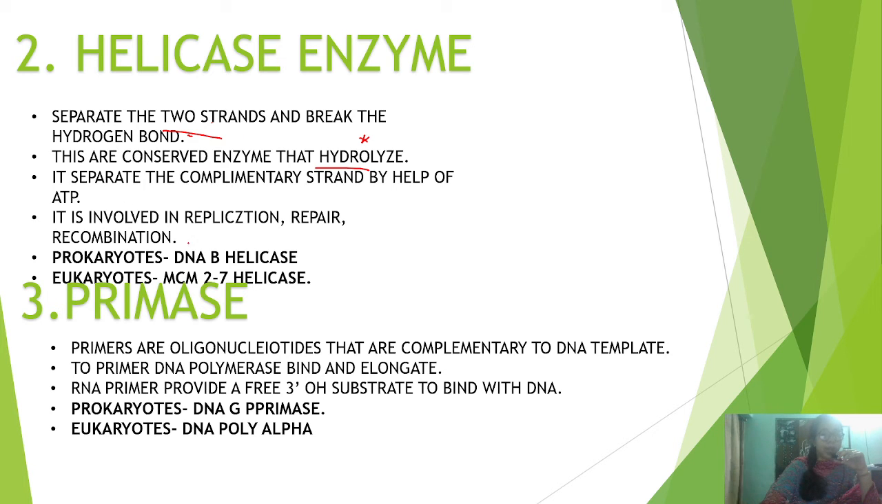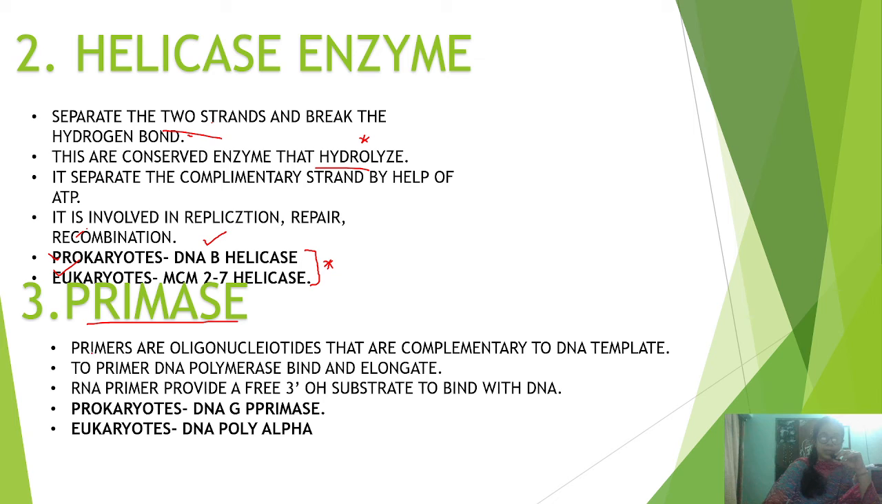This helicase enzyme is involved not only in DNA replication, but also in the repair process and the recombination process. In prokaryotes, this helicase enzyme is called DnaB, and in eukaryotes it is called MCM helicase. This is very important because it is mainly asked in exams: what is the helicase enzyme of the prokaryote and what is that of the eukaryote? While reading this process separately, we will discuss it in detail.